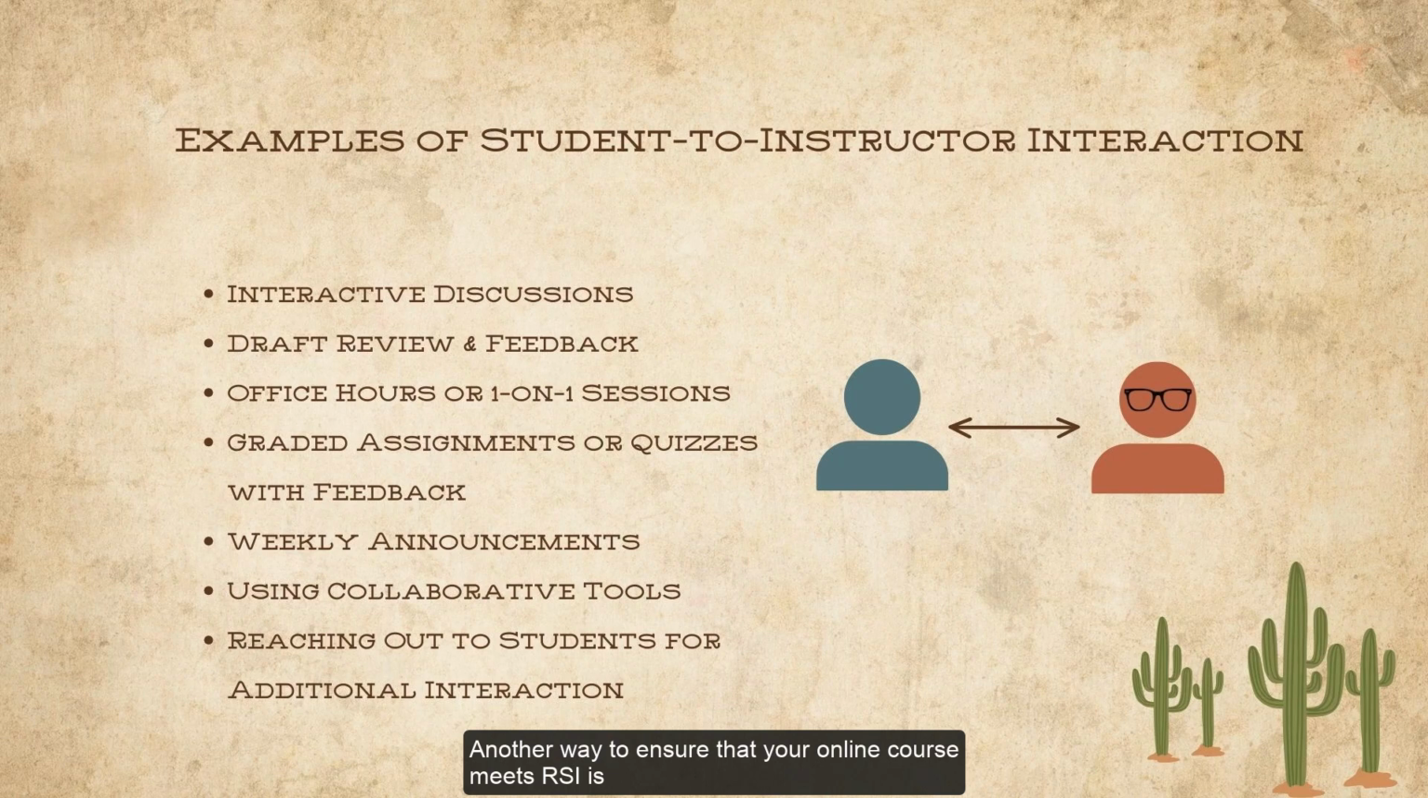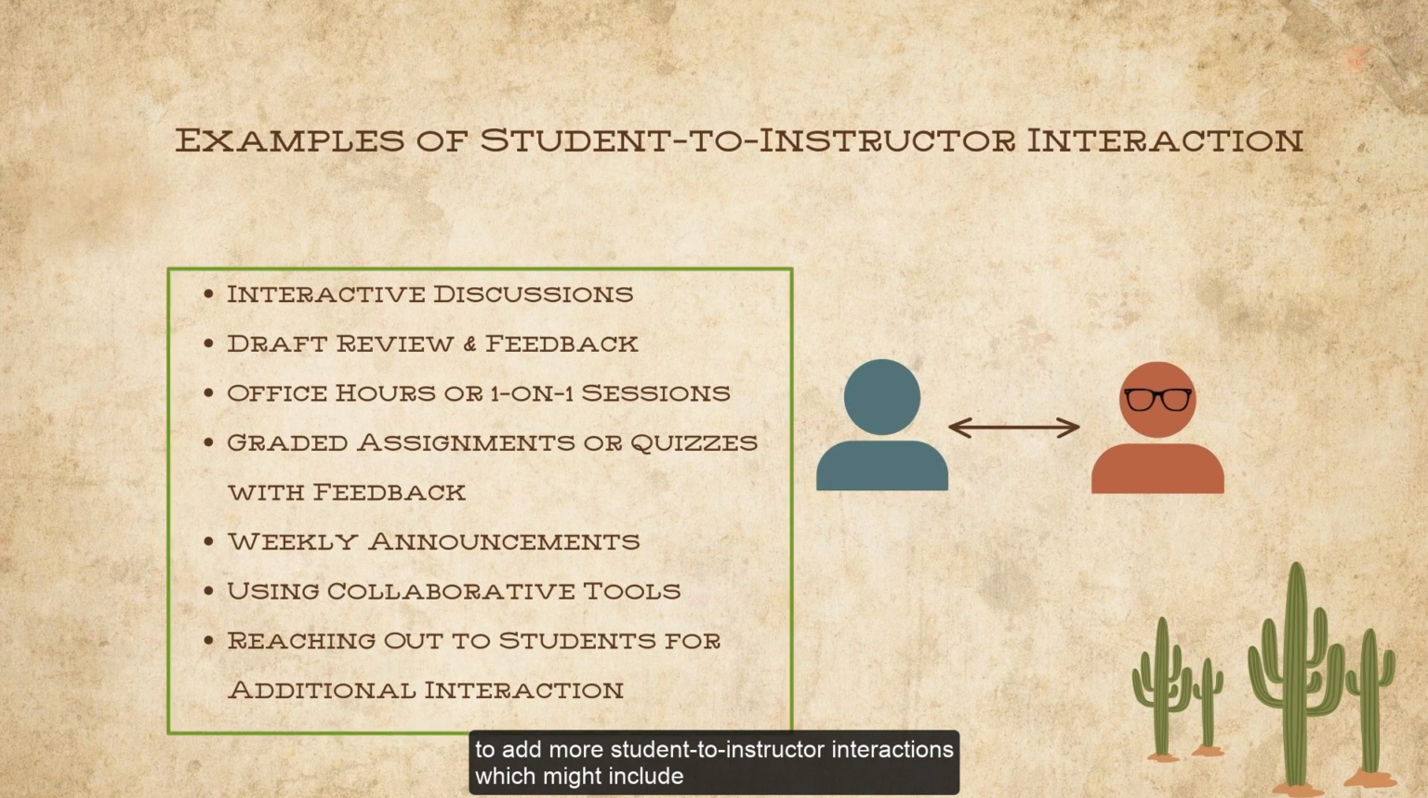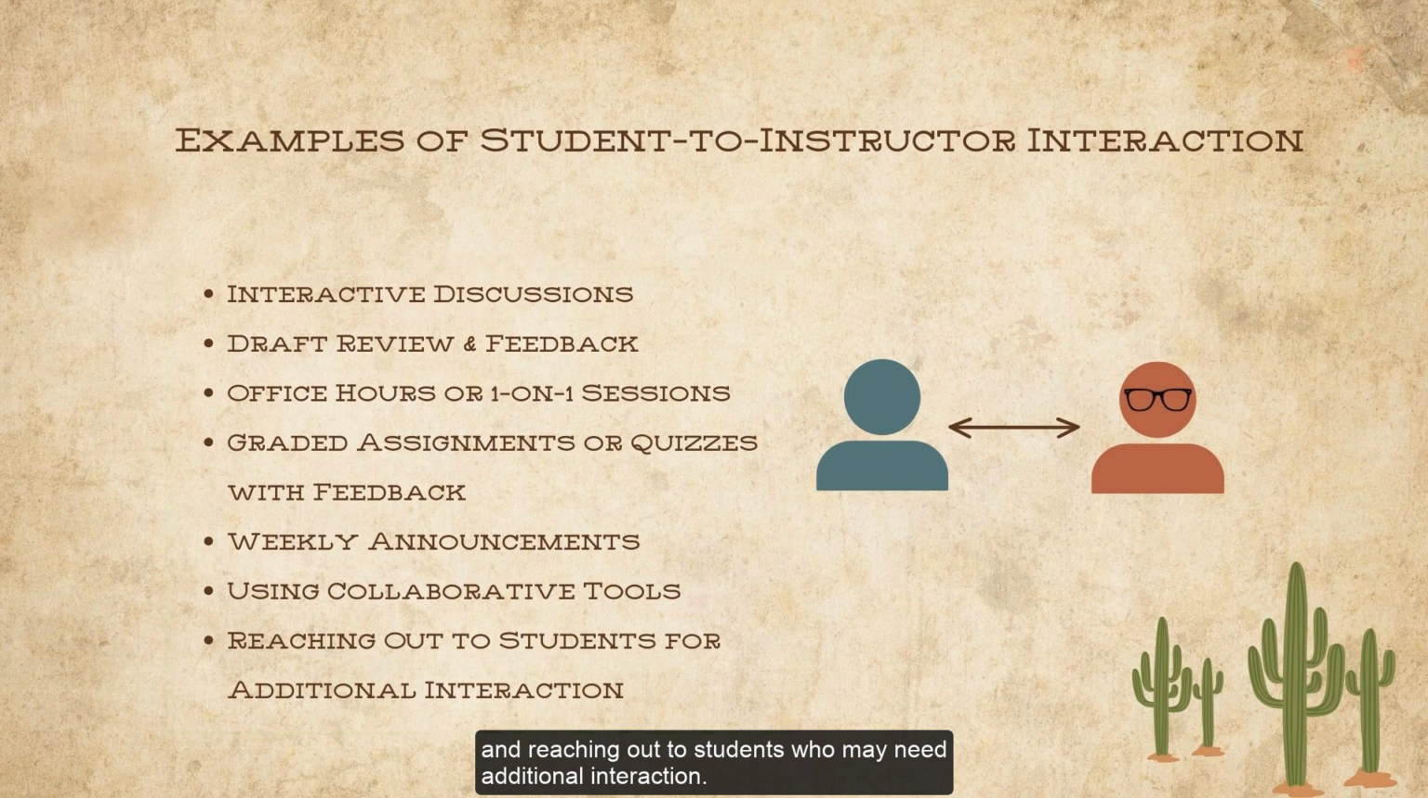Another way to ensure that your online course meets RSI is to add more student-to-instructor interactions, which might include interactive discussions, draft review and feedback, office hours or one-on-one sessions, graded assignments or quizzes with feedback, weekly announcements, using collaborative tools, and reaching out to students who may need additional interaction. Now let's take a closer look at each of these examples.